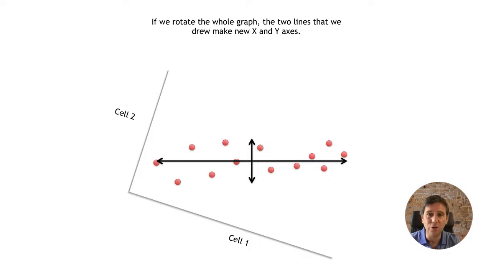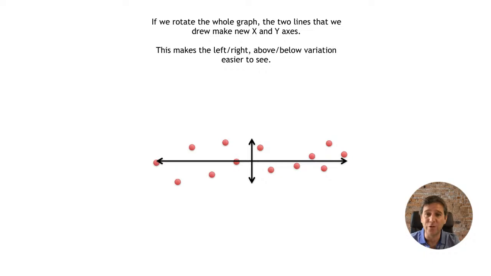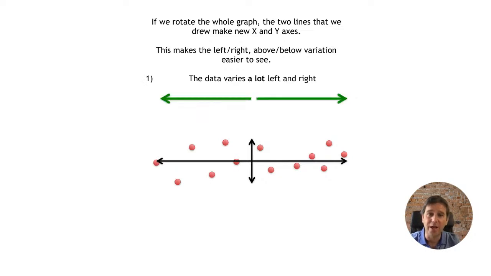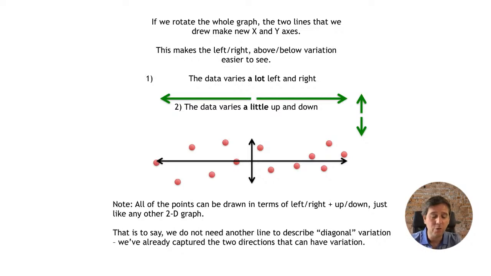Now we can draw a new graph here using these 2 new axes and get rid of those old axes. So in general, it varies a lot left to right, and it varies a little up and down, and we're capturing that here with these new axes. The first new line here, which we'll call PC1, the data varies a lot from left to right, and in general it varies also, but less in this up-down direction. Note, importantly, that all the original data can be drawn in terms of these 2 new lines, this up-down or left-right variation in this 2D graph.